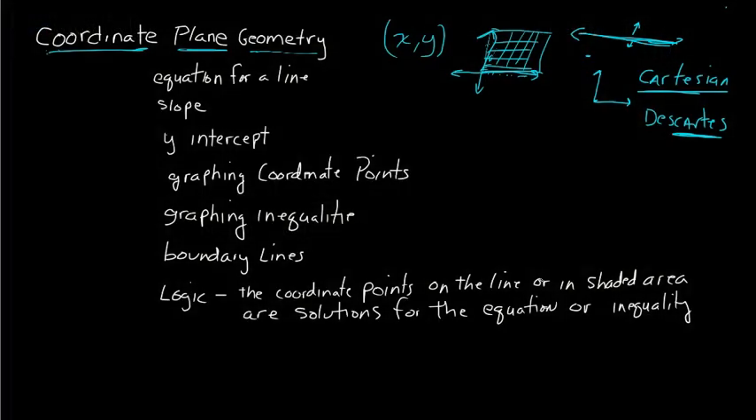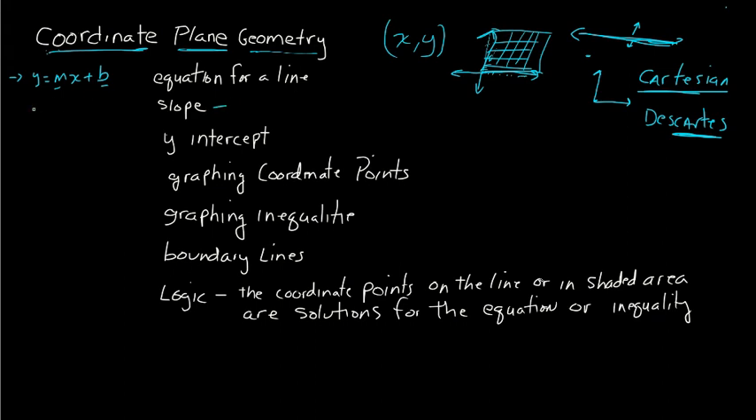So you need to remember what the equation for a line is, and that is y equals mx plus b. That's the mathematical description of a line, where m is the slope and b is the y-intercept. So, slope.